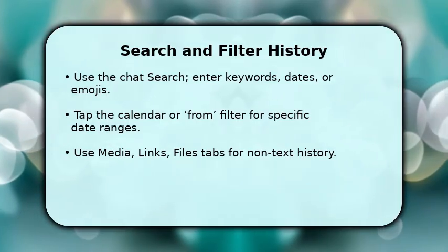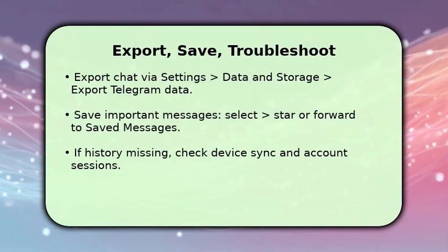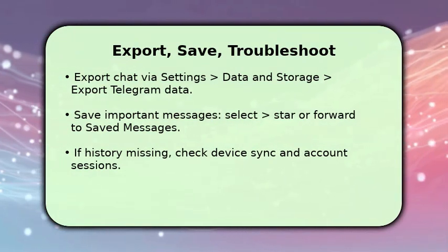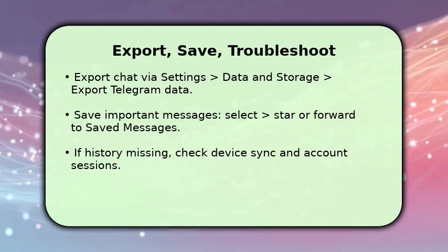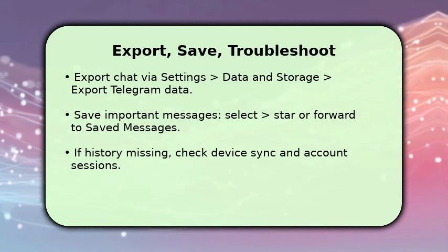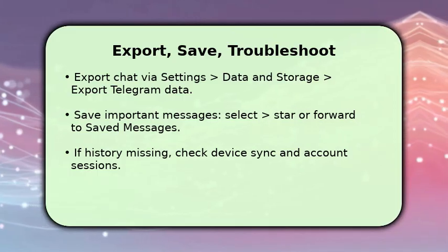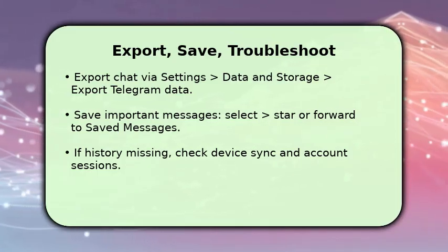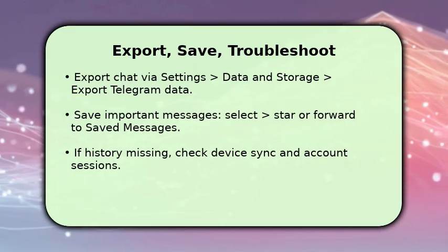Use Settings, then Data and Storage, then Export Telegram data to back up a chat, or select Messages to star or forward to saved messages for quick access. Once exported, you can open the file on your computer to view full history offline.